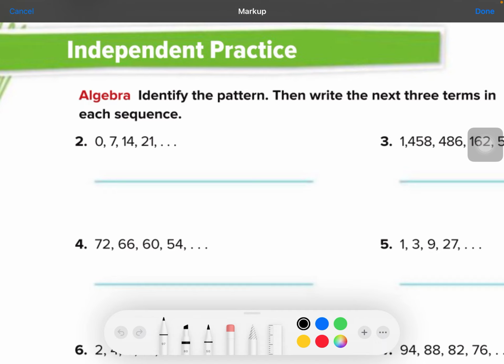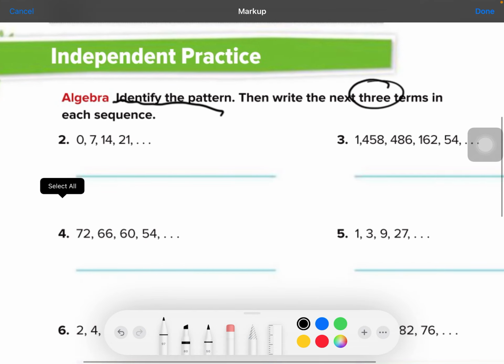Okay, that is going to be what we're going to be doing for this guided practice: we're going to identify the pattern. Check. Then write the next 3 terms in each sequence.